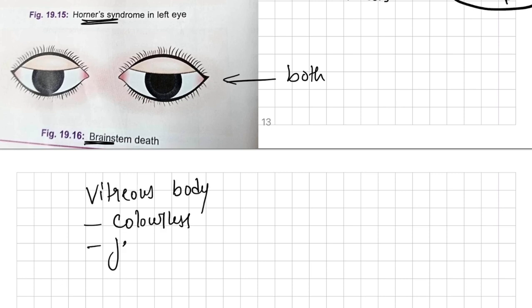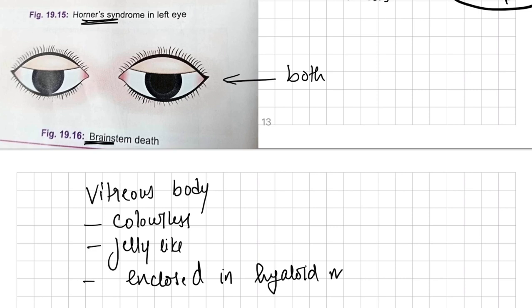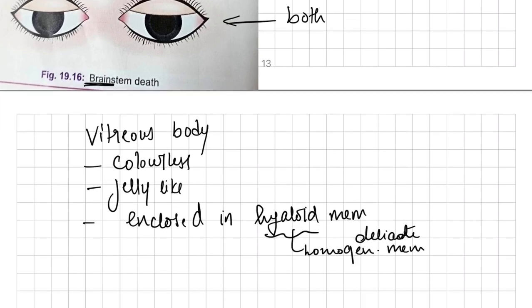Vitreous body is said to be colorless. It is jelly-like in nature. We saw it is present behind the aqueous humor. It is enclosed in the hyaloid membrane, which is a homogeneous membrane. Vitreous body extends from the optic disc behind till the ora serrata.